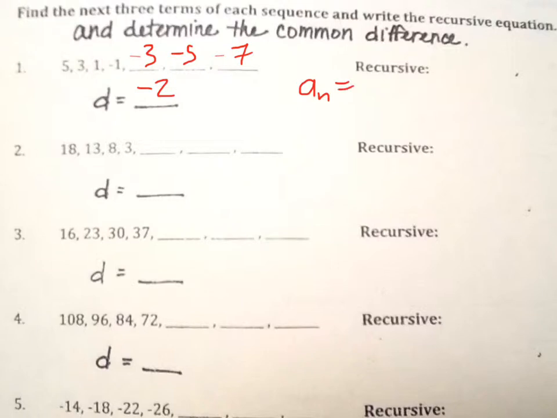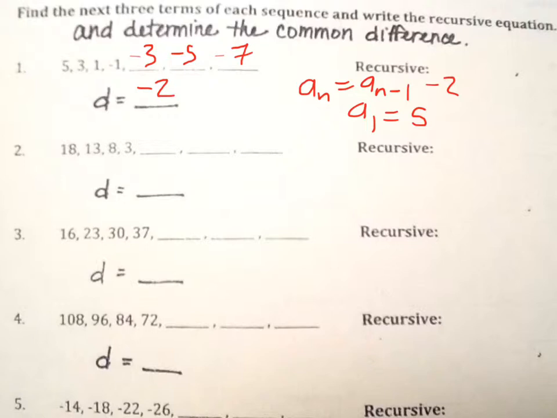The recursive function for all arithmetic sequences, which is this type, you're going to start with this: a sub n equals a sub n minus 1, and then you add your common difference, which would be adding negative 2, which is the same thing as just subtracting 2. And so this says any term in the sequence is the previous one minus 2, and then you have to tell it where to start. Well, that's just going to be the first term of the sequence, which is 5 right there.